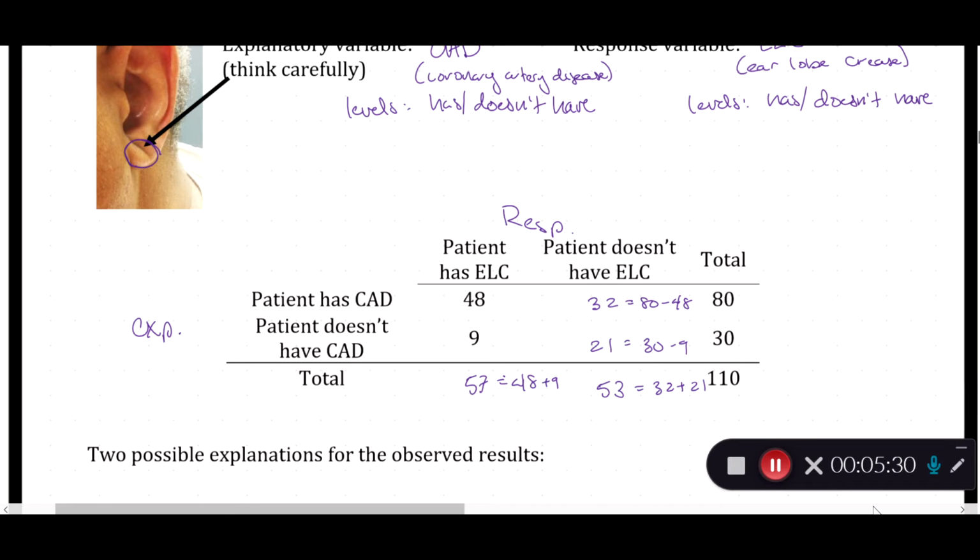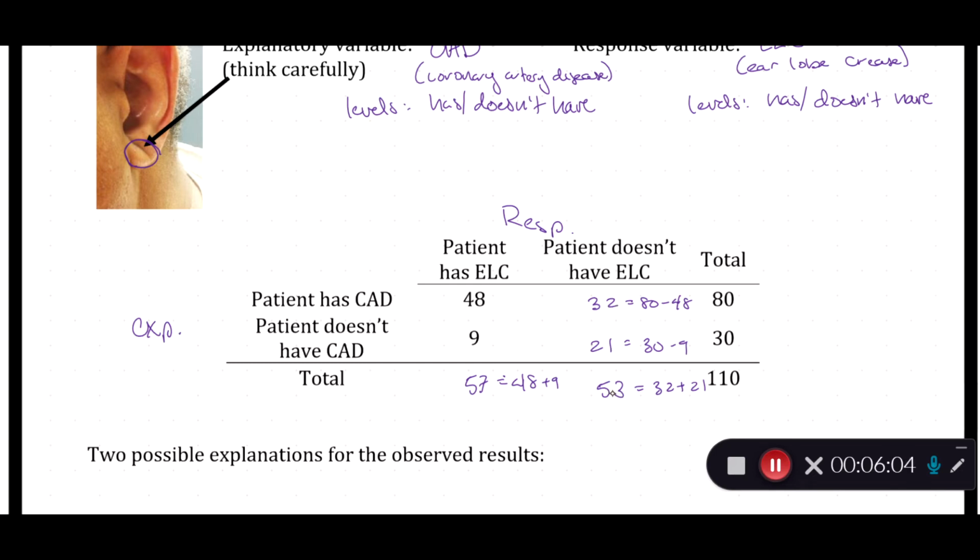So the total number of patients who have coronary artery disease but don't have ELC is 32, and you can do that by taking the total for that row minus 48. So 80 minus 48 is 32. You can do the same thing for the patients who don't have ELC and don't have CAD. So that's 30 minus 9 is 21. And then to get these last two elements, the total ELC and the total who don't have ELC, you can just add up in that column, so you get the column sums. So 48 plus 9 is 57, and 32 plus 21 is 53.